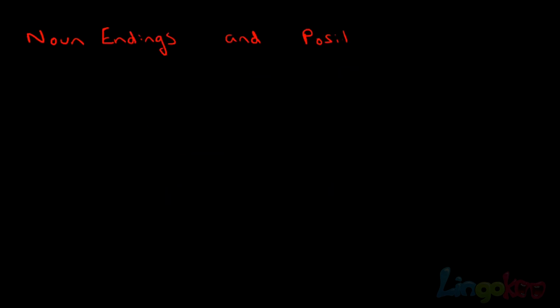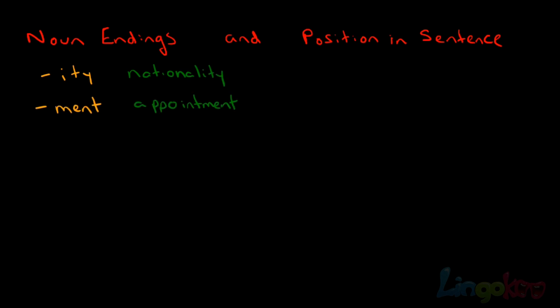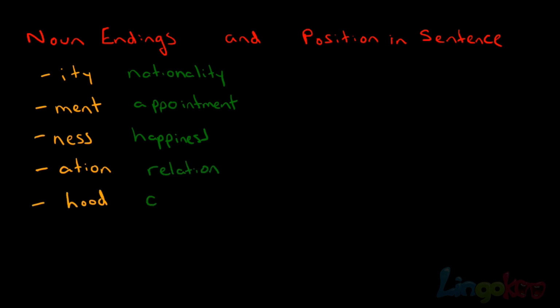So we've looked at how to classify nouns. Now let's talk about noun endings and position in sentence. We can have different noun endings. For example, ity in the word nationality, ment as in the word appointment, ness as in happiness, ation as in relation, or hood as in childhood.